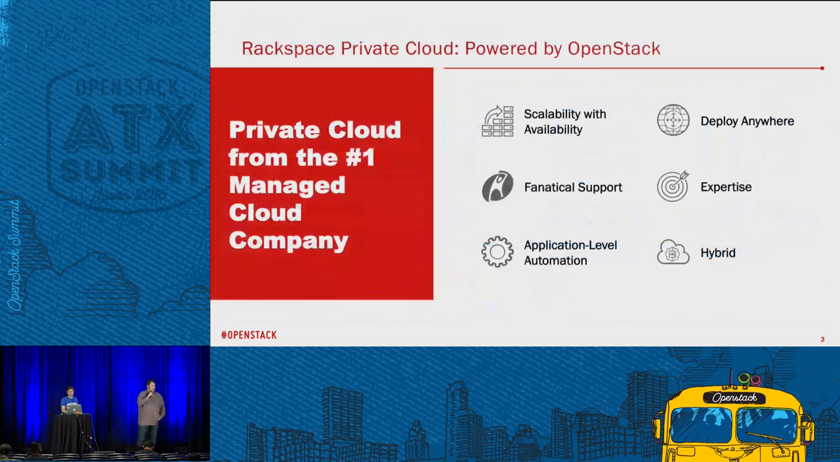And my name is Justin Shepherd. I'm a distinguished architect at Rackspace, and I function as the CTO for our private cloud business. Rackspace's place in the world in private cloud is really to be your operating partner. So we do have deployment tooling and everything required to be able to lay down OpenStack. We've open sourced it as part of the OpenStack Ansible project. But really, what we want to be able to do is manage clusters for people.